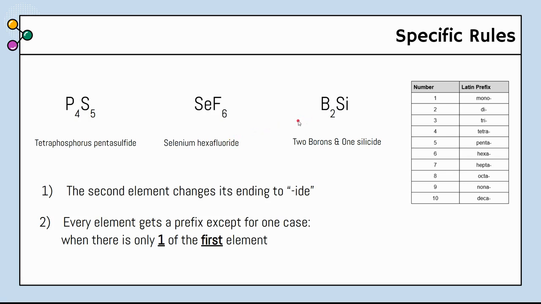In our last example, we have 2 borons. We'll change that to diboron for our first element. And 1 silicide, 1 silicon. Because it's our second element, it does get the prefix for 1, monosilicide. And that's really it for naming covalent compounds.